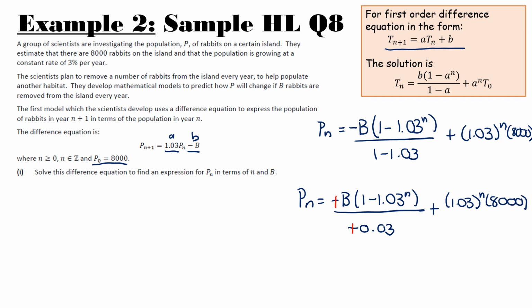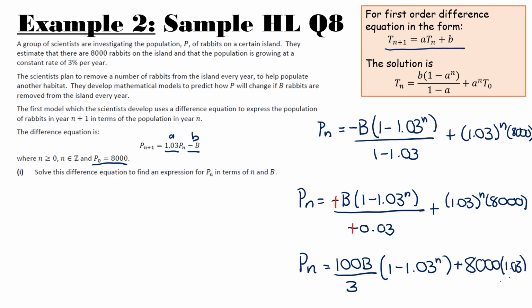Now, if that B were a number, I'd go further with my cleanup. We can turn it into a fraction, and that's 0.03 on the bottom. So 0.03 is 3 over 100. So then instead of dividing by 3 over 100, we can multiply by 100 over 3. So we get 100 B all over 3, 1 minus 1.03 to the power of n, plus, and then we get our 8,000, 1.03 to the power of n. Like I said, if that B were a number, I'd work it further and bring the 1.03 to the power of n back together.